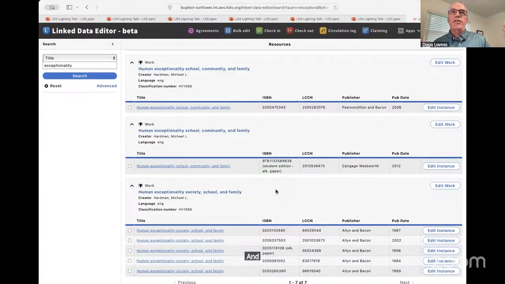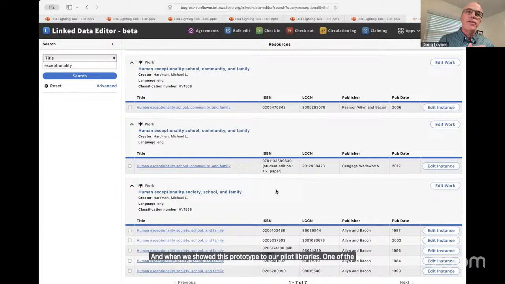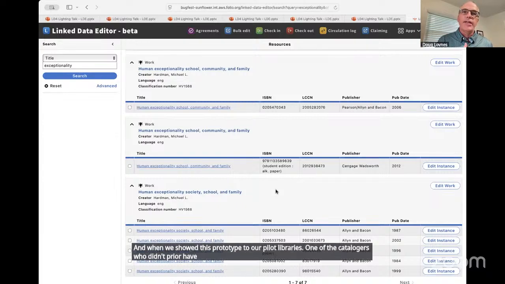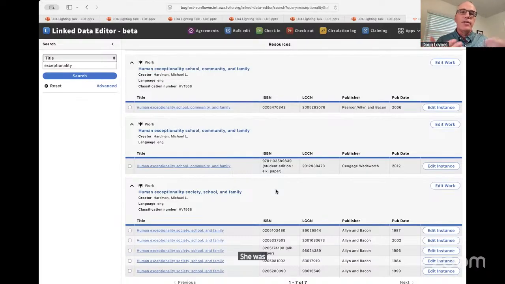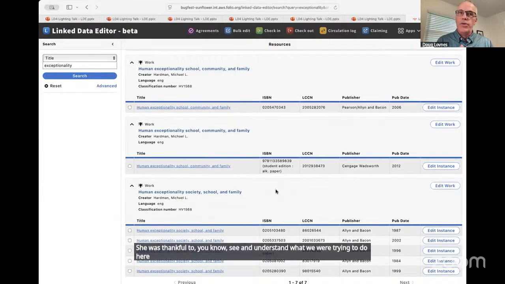And when we showed this prototype to our pilot libraries, one of the catalogers who didn't prior have experience with linked data commented that, oh, this is a massage for my brain. She was thankful to see and understand what we were trying to do here, showing the relationship between work and instance.